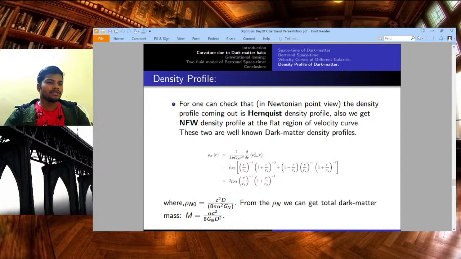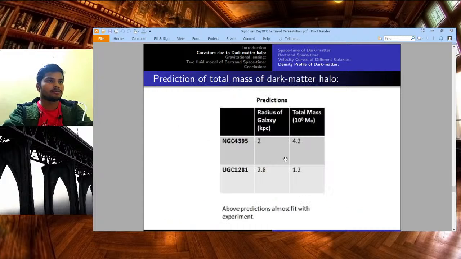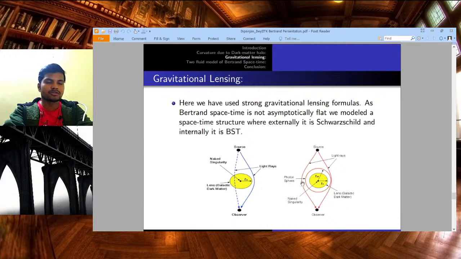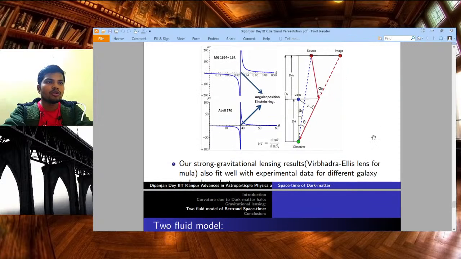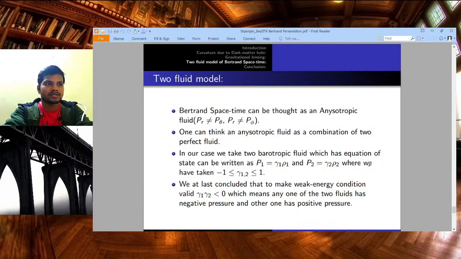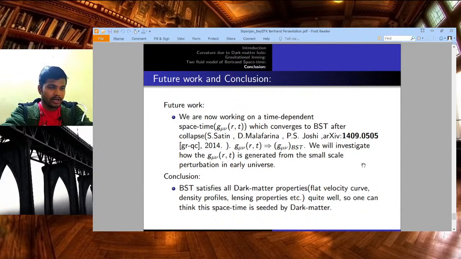So yeah, this is the way he has calculated the density profile for this and the distortion with the help of this space-time. So if you know the metric, it is easy to calculate all these things. And he also calculated what kind of T mu nu, what kind of energy momentum tensor is there. So it is a nice thing, and the conclusion was that BST satisfied all the dark matter properties, flat velocity curve, density profiles, lensing properties, etc. quite well, and so on.